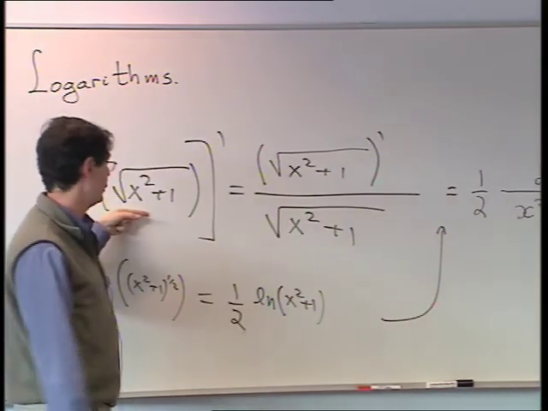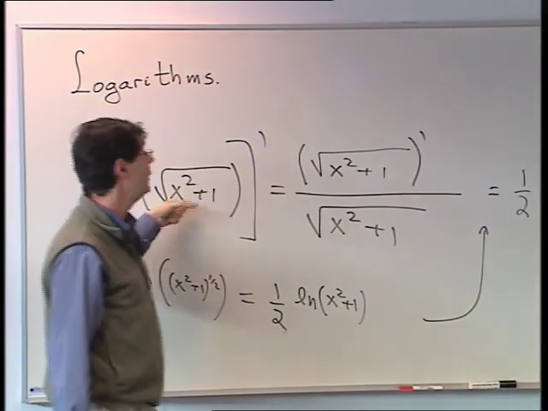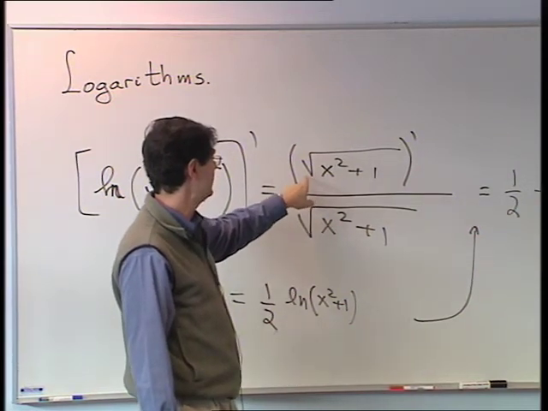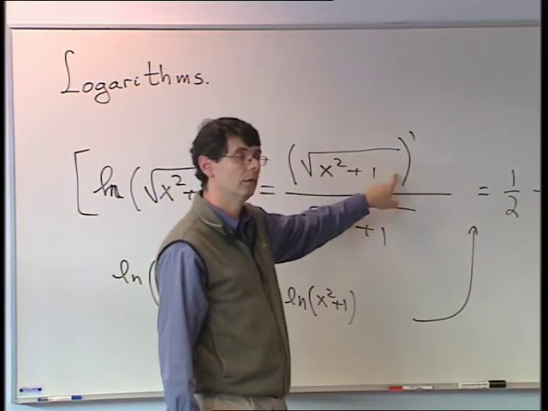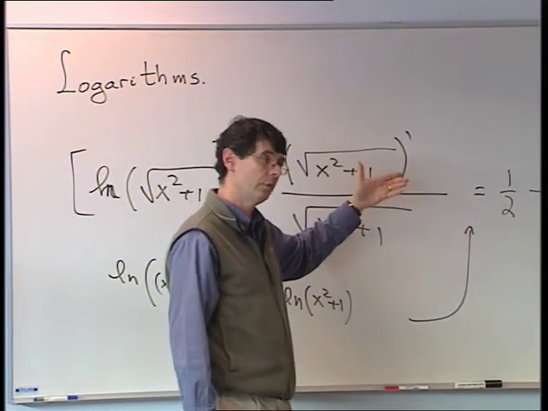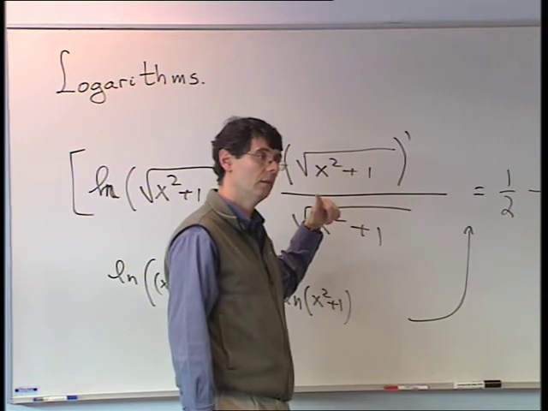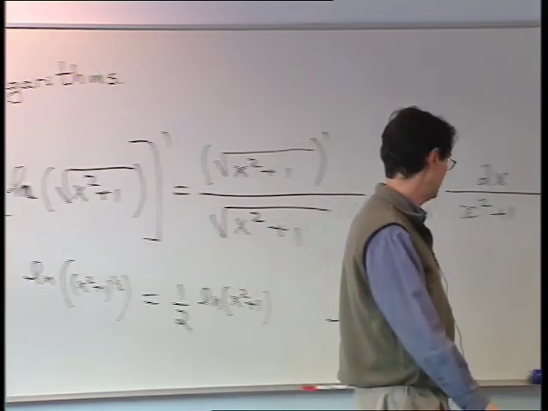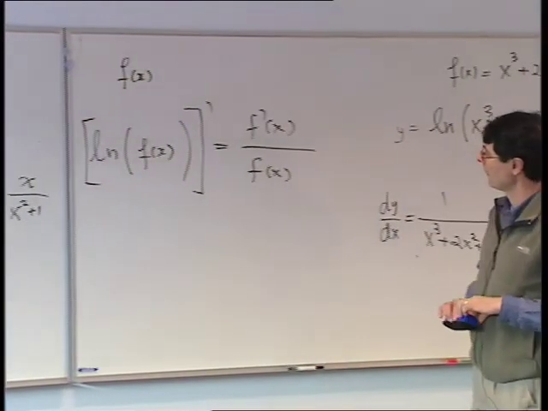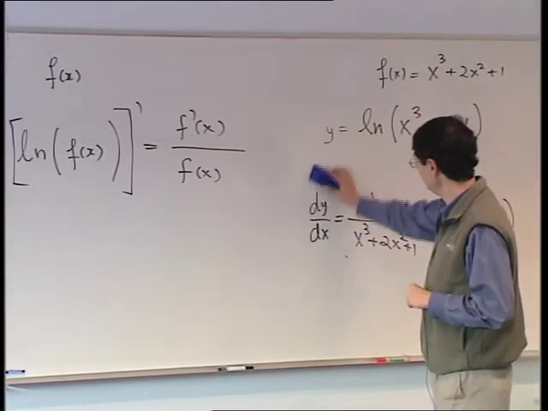If you don't use the property here, it won't be wrong, but you're going to have to do the derivative with a square root in here, which is a harder derivative to do. Okay? So you're allowed to do what I just showed you there. Okay.